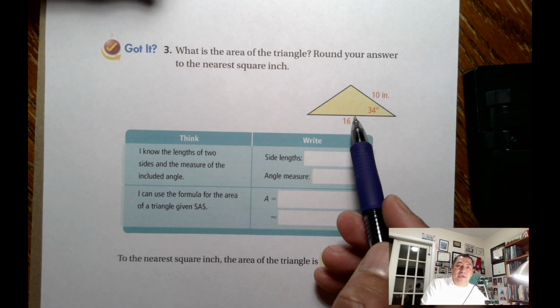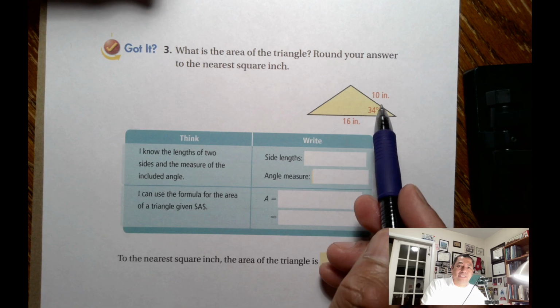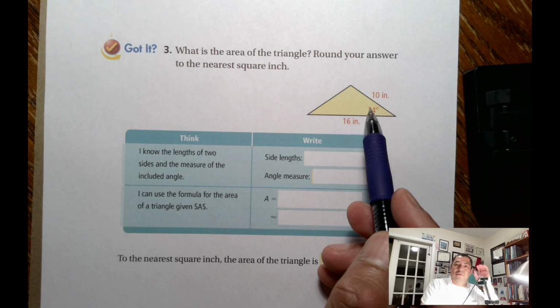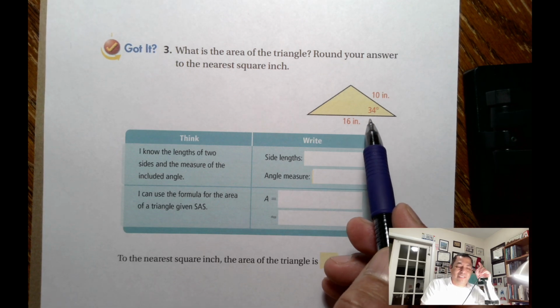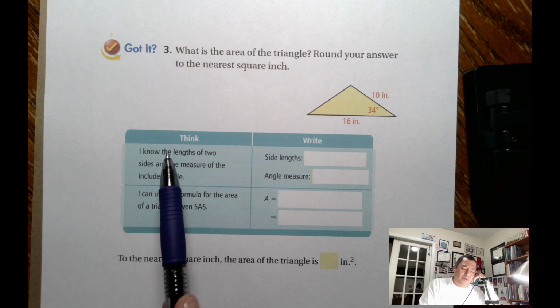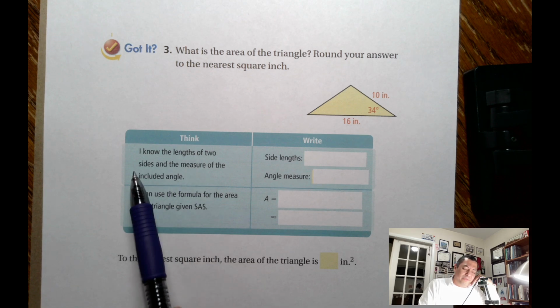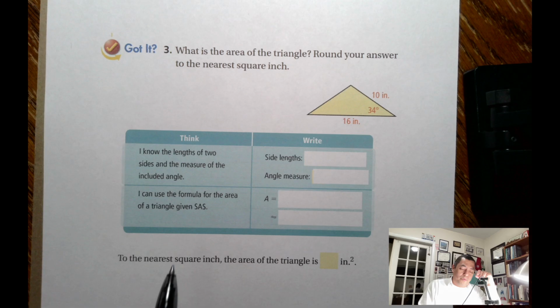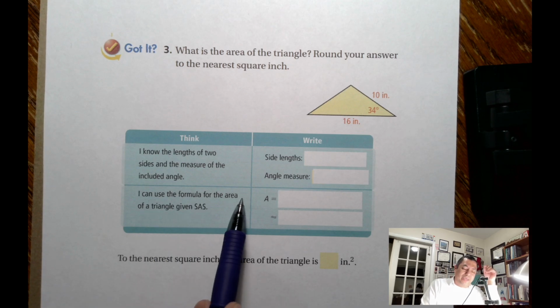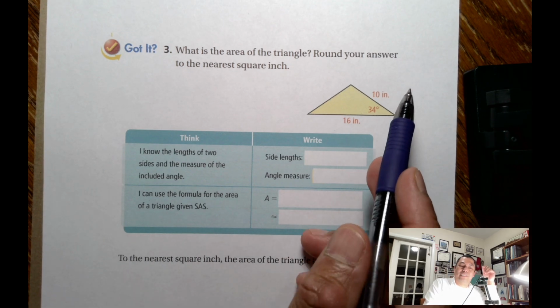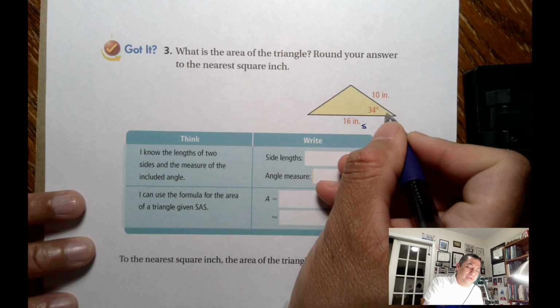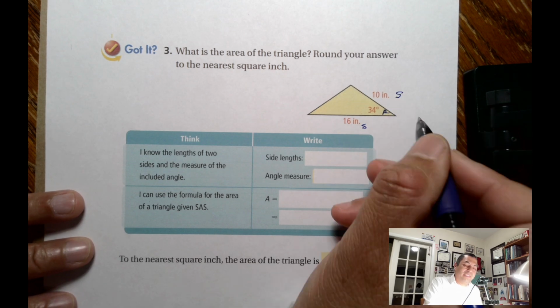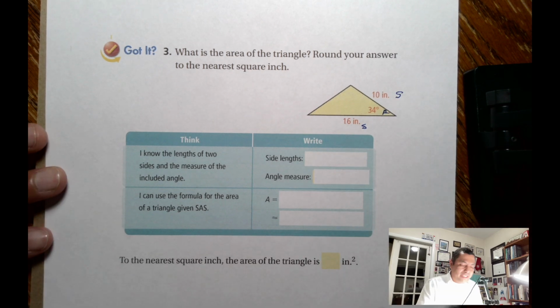So I have the following triangle. I have 16 inches, 10 inches. The angle in between those two sides is 34. So what I know, okay, I know the lengths of two sides and the measure of the included angle. Also, I can use the formula for the area of the triangle given side, angle, side. We are very familiar with side, angle, side from the previous chapters.